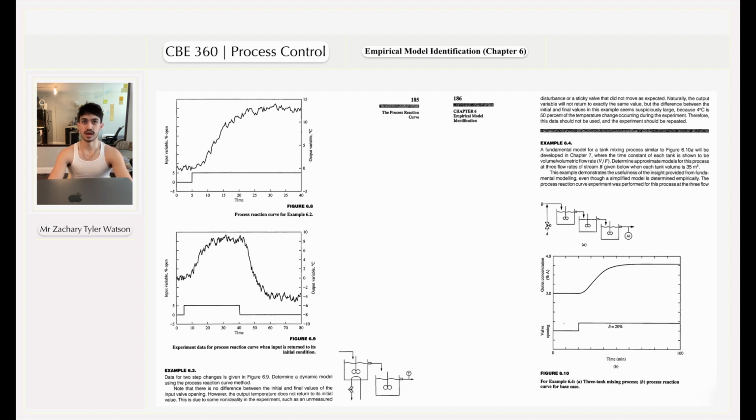We've been talking about this process reaction curve. We have time and we have valve opening and we have outlet concentration, percent of A. So the process reaction curve experiment was performed for the process at 3 flow rates, all at a base exit concentration of 3% A, and the results at the base case flow are shown in figure 6.10b. The results are summarized in the following table.